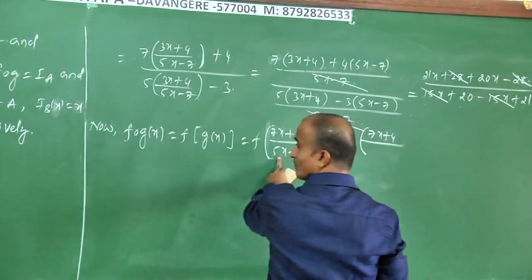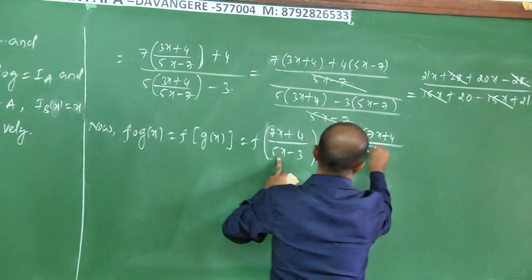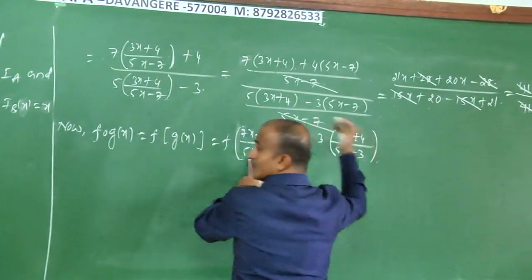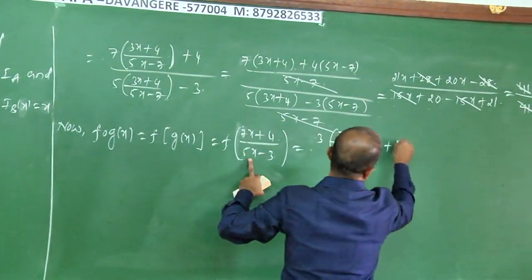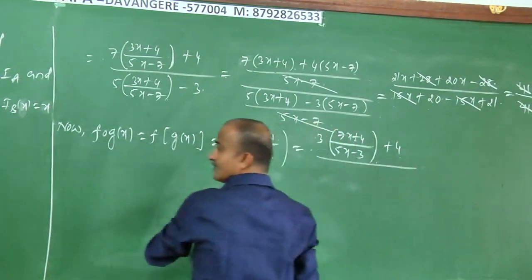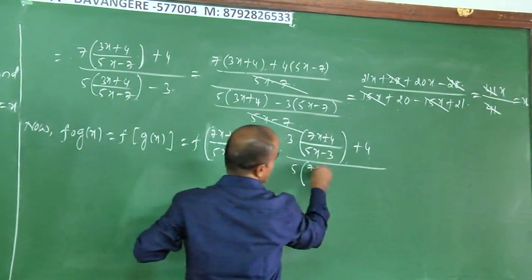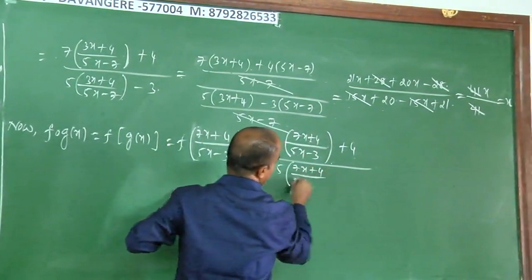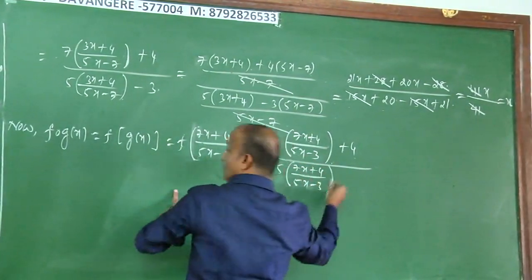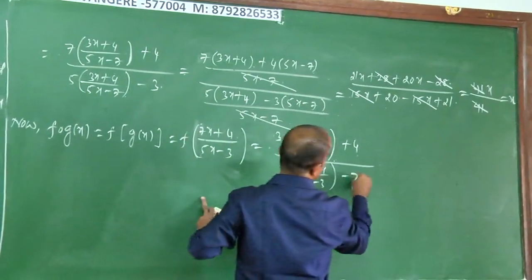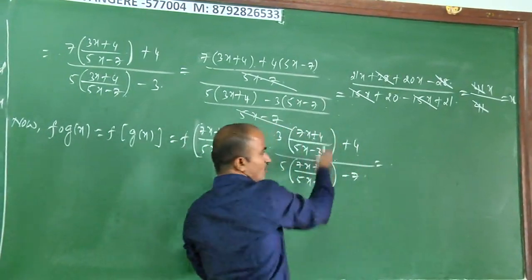3 times (7x+4)/(5x-3) plus 4, all divided by 5 times, replace that x by what? (7x+4)/(5x-3), minus 7. Now we know how to simplify.